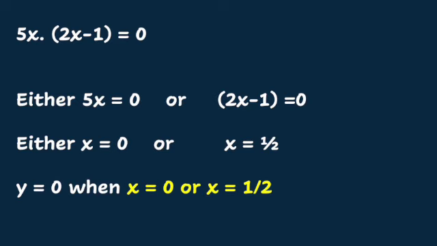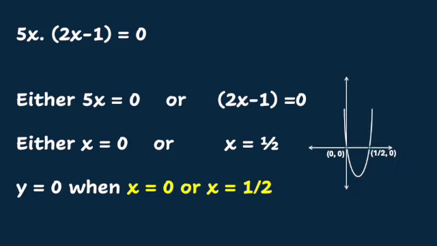Let's now solve 5x times 2x minus 1 equal to 0. That gives us either 5x is 0 or 2x minus 1 is 0. So when we simplify, we get either x is 0 or x equal to half. So y is equal to 0 when x equal to 0 or x equal to half.